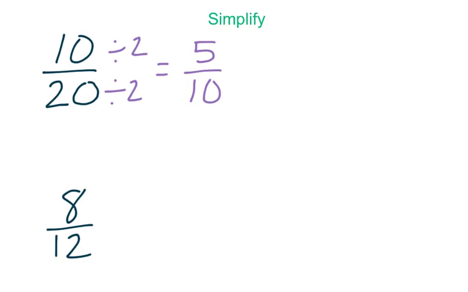Do 5 and 10 have anything else in common? They do. They have 5 in common. So now I need to divide by 5. Notice how this fraction didn't meet any of our criteria. It didn't have a 1 in its numerator. It did not have 2 numbers that were consecutive, and it didn't have a prime number in the denominator.